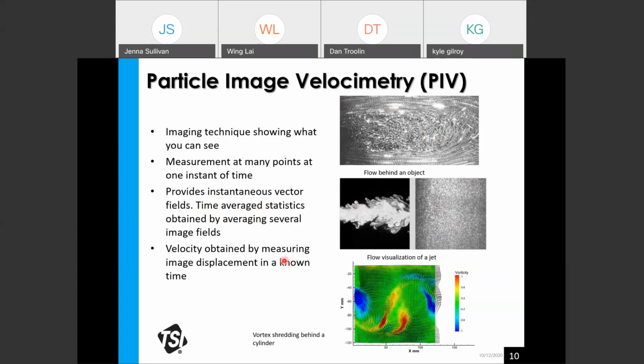So one of the examples shown over here is a velocity field of a vortex shedding behind a cylinder. What you can see is the velocity vector fields showing the positive and also the negative vortex generated from the cylinder. So at the end, when you apply the PIV techniques to the flow field, you actually get a velocity field from the techniques as a result.